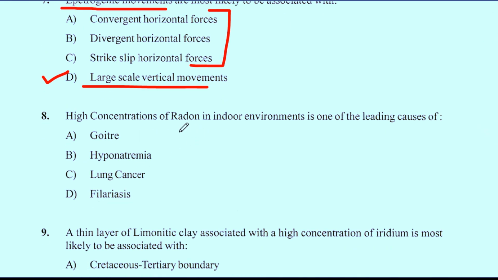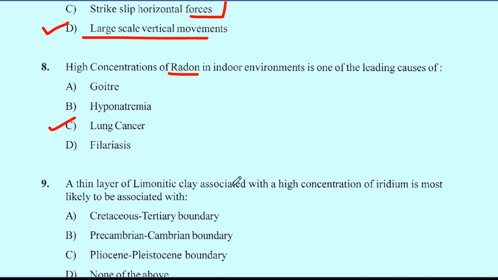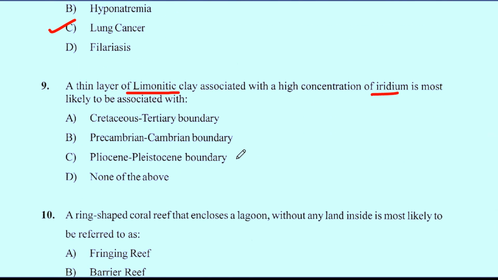Next question is higher concentration of radon. It is a simple question, so our answer is lung cancer. Okay. So next question is a thin layer of limonitic clay with higher concentration of iridium is likely to be associated with. It is related with the, means, Deccan volcanism. So our answer is Cretaceous tertiary boundary.